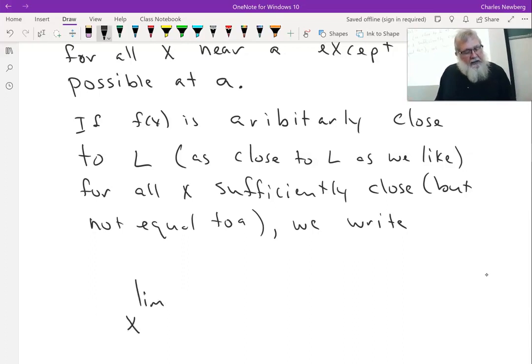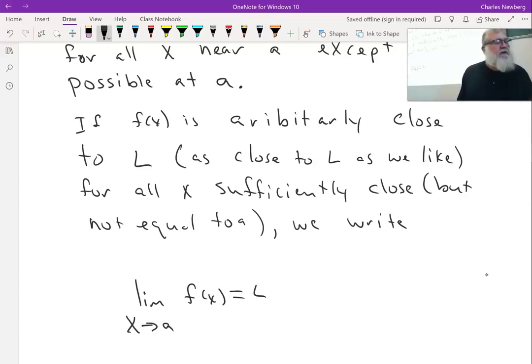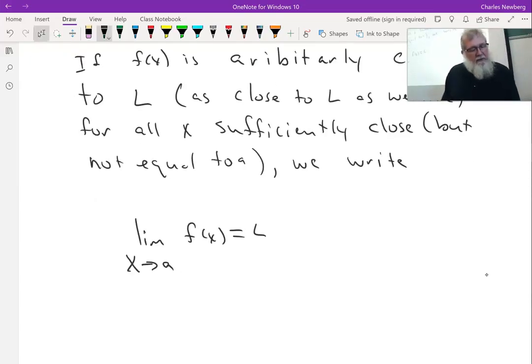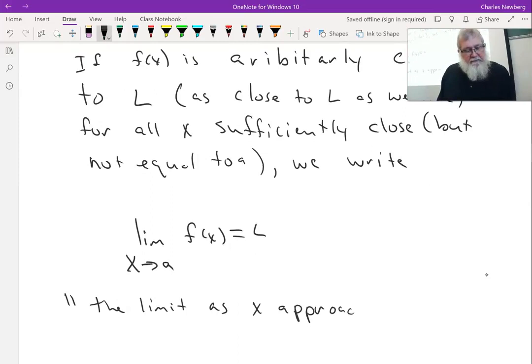The limit as x approaches a of f of x equals L. And you want to read that as the limit as x approaches a equals L.